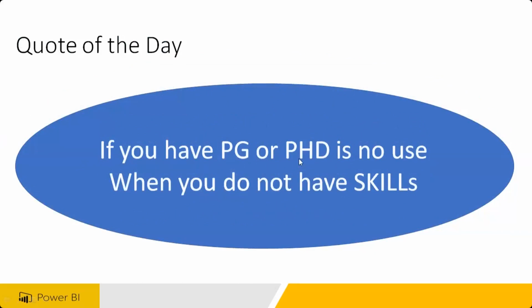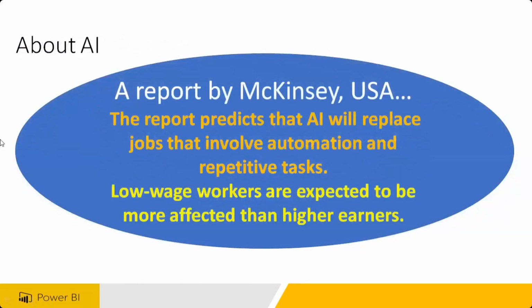Even though you have a PG or PhD education qualification, if you don't have the skill, that is of no use. Clear? Remember, many people tell me I'm MS passed out, but if you don't have this kind of skills, there is no use at all. Clear? You read this carefully. A report by McKinsey predicts that AI will replace the jobs that involve automation and repetitive tasks. Low wage workers are expected to be more affected than the higher earners. Remember, clear? So people who are earning 20, 30, 40,000 rupees salaries will get affected in the next 3 to 5 years. You don't get into those kinds of jobs.